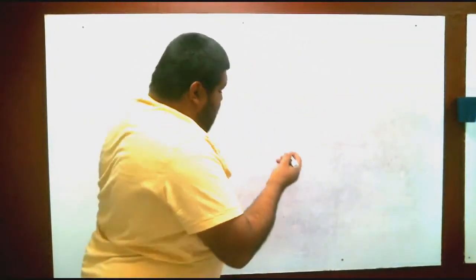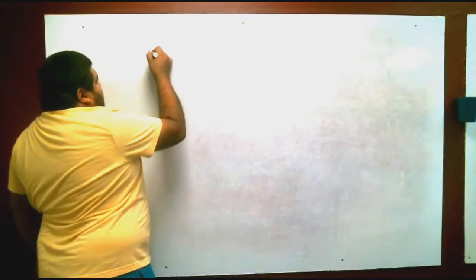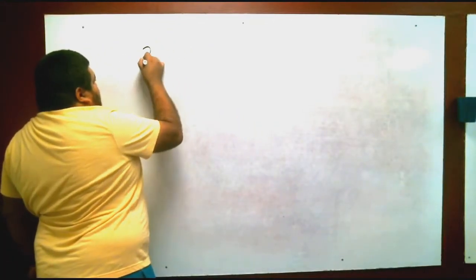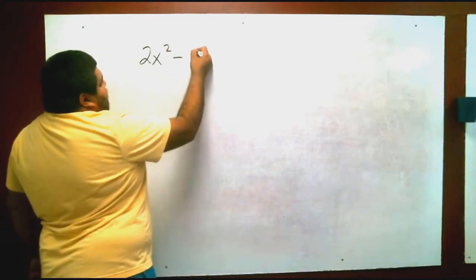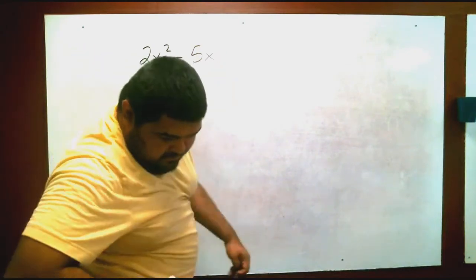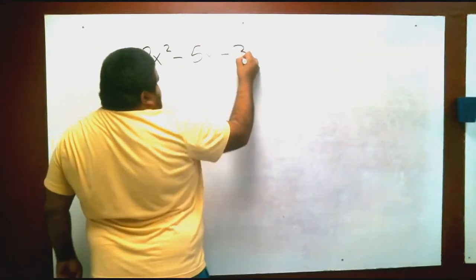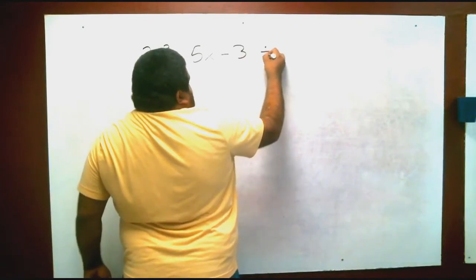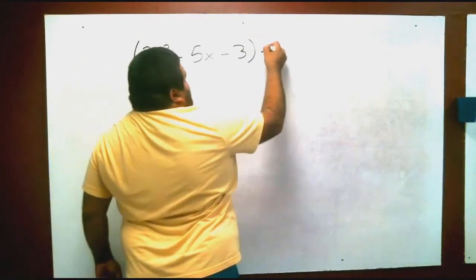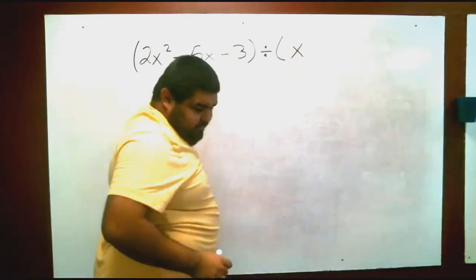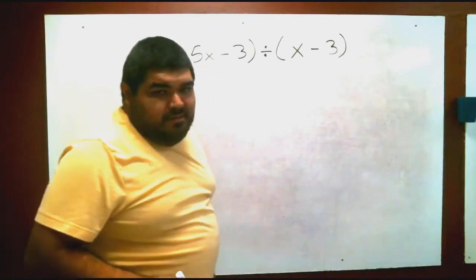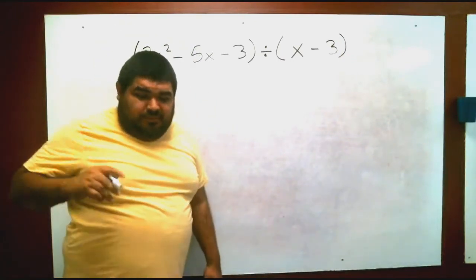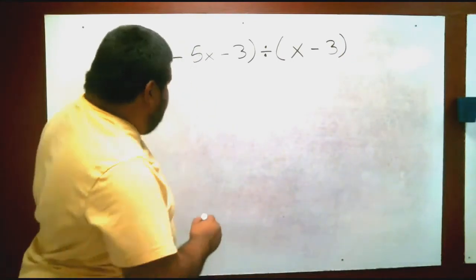Alright, your assignment for today is 2x squared minus 5x minus 3 divided by x minus 3. Okay? I'm going to give you one more just for the practice of it so you guys can really get the hang of it.